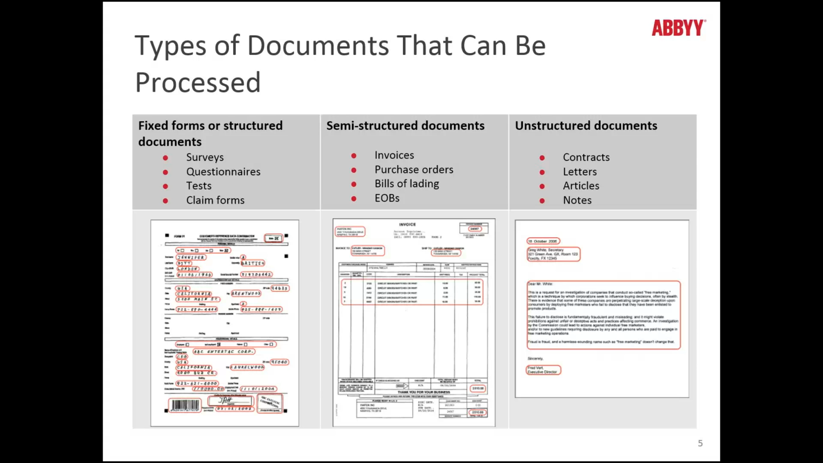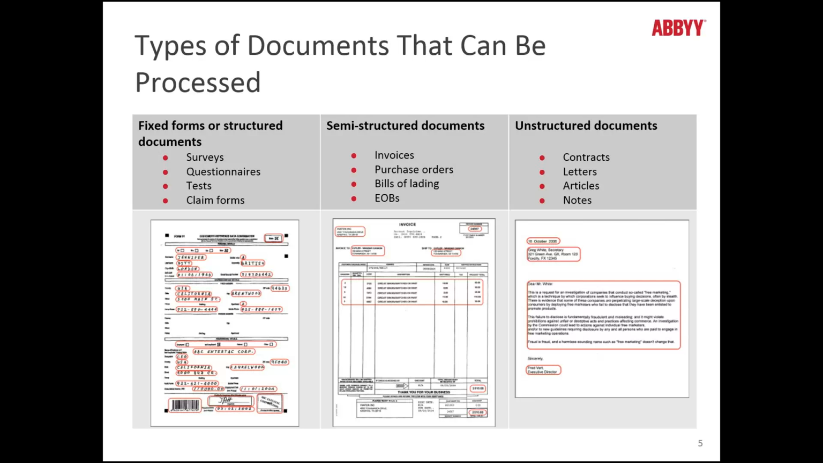The third area there is unstructured documents. These are things that come in, correspondence, letters. You really don't know what's on them. You really don't know where it's at. But we do have the ability to look through these documents and find specific things.